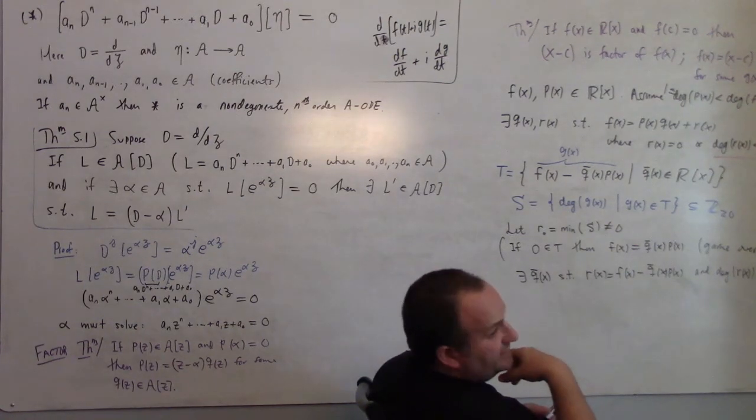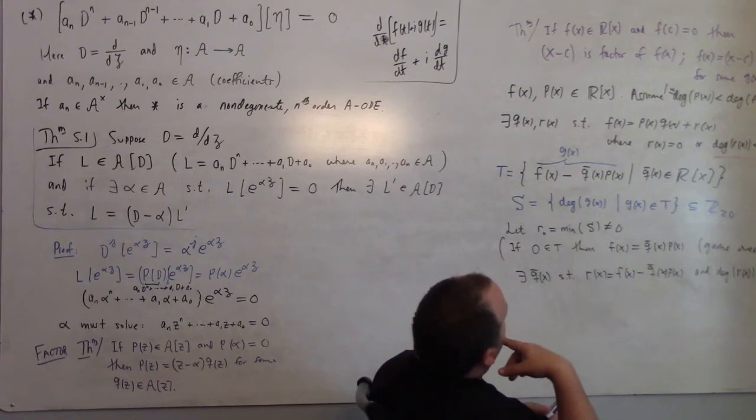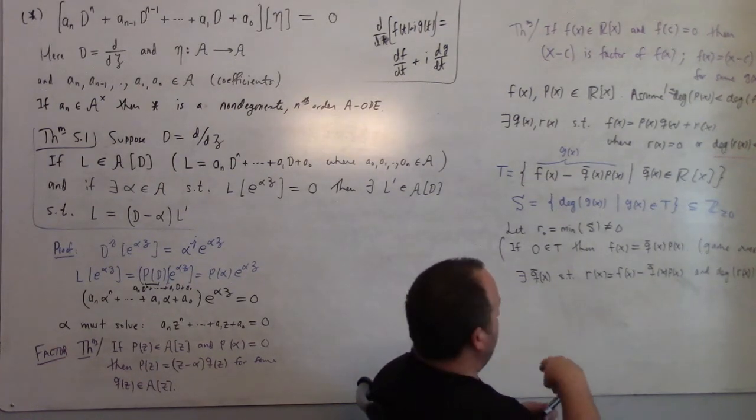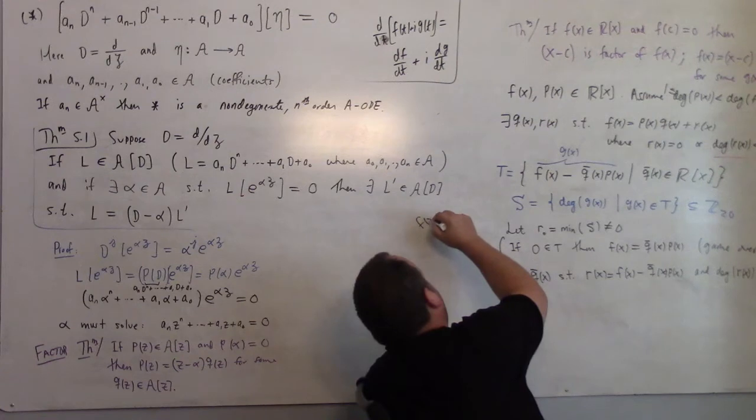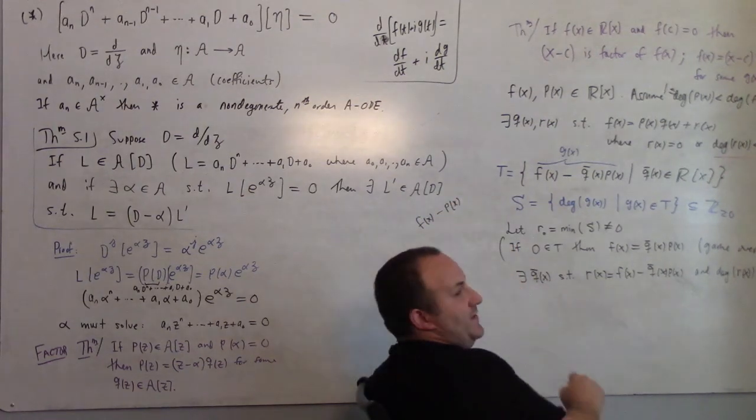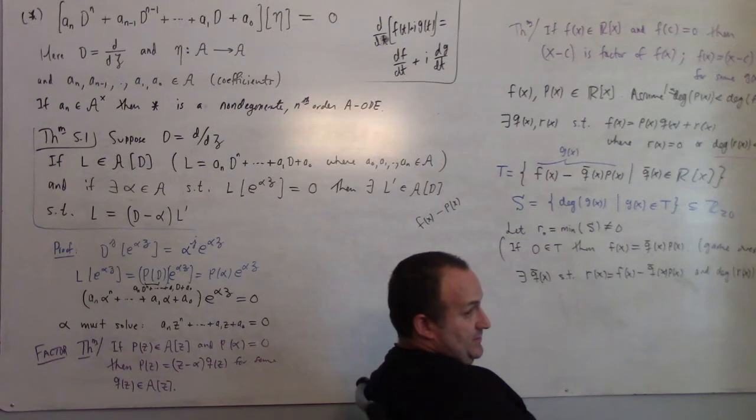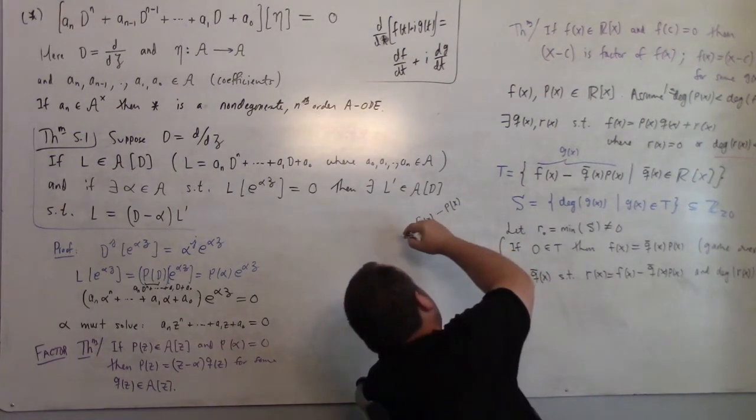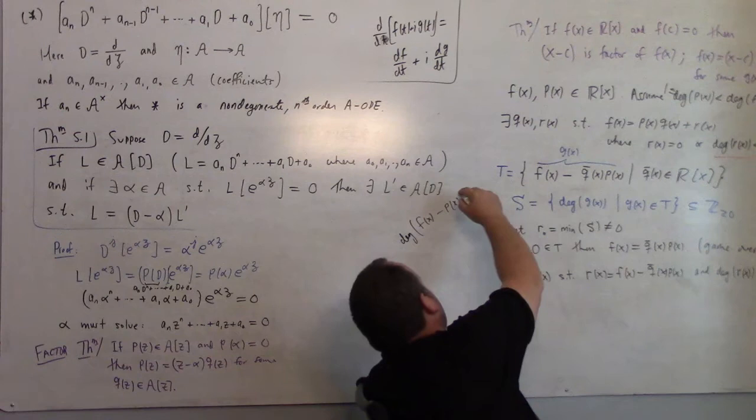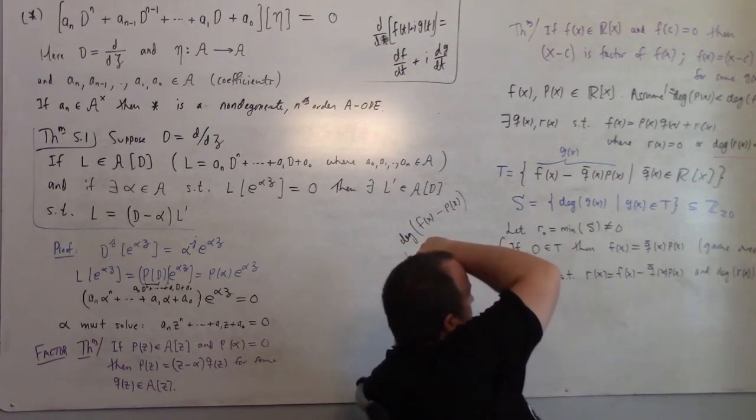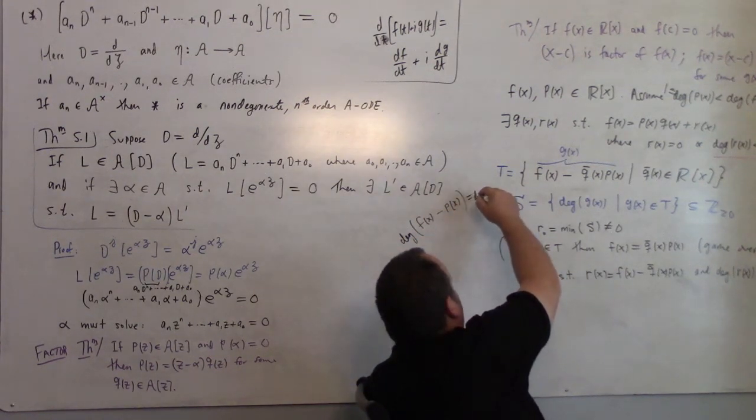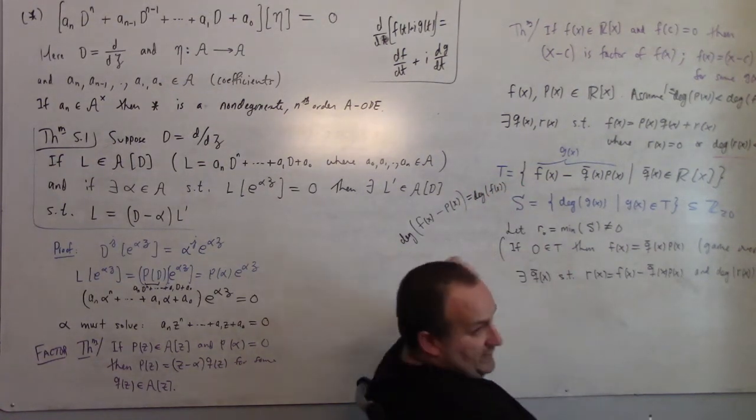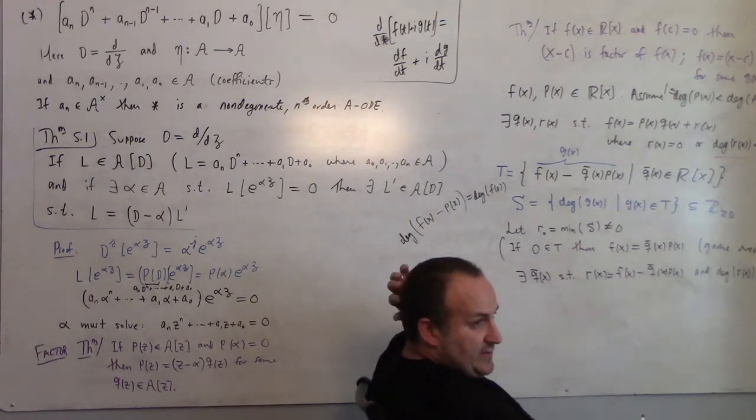How about this? We can look at f of x minus p of x, right? That's a polynomial. It's not the zero polynomial. Remember, the degree of f is larger than the degree of p by my assumption. And so the degree of this is actually equal to the degree of f, right? Because the degree of f is larger by assumption, which means that the leading coefficient of f wins.